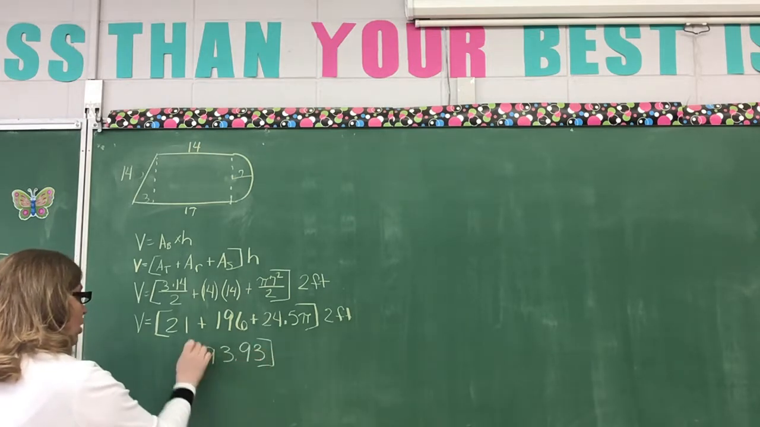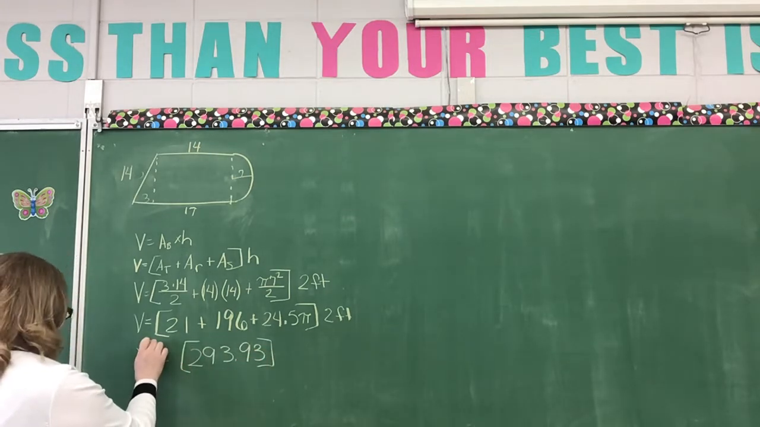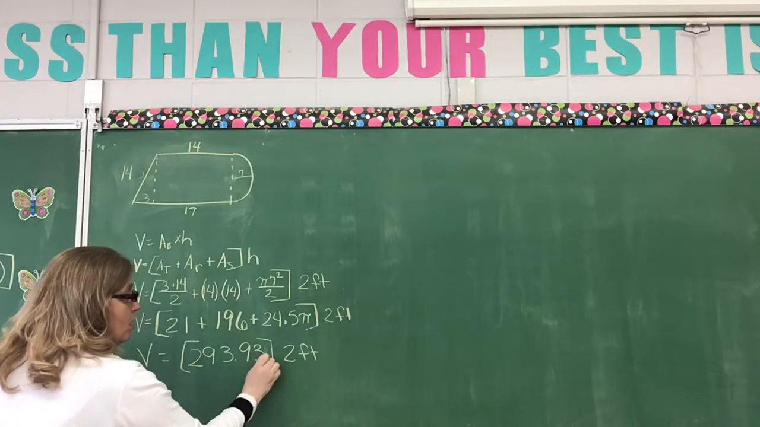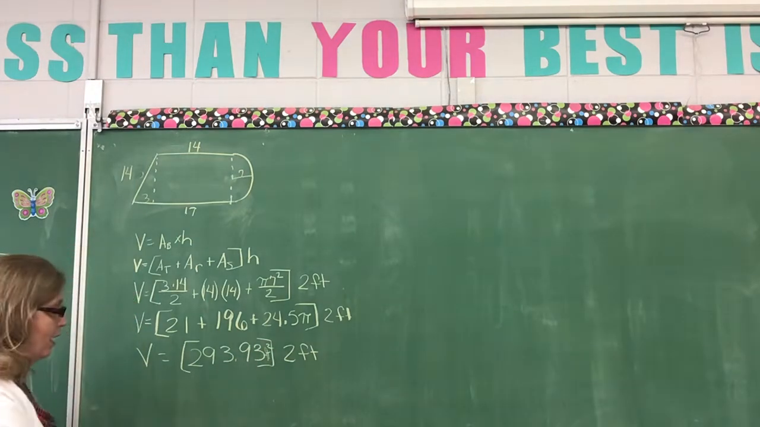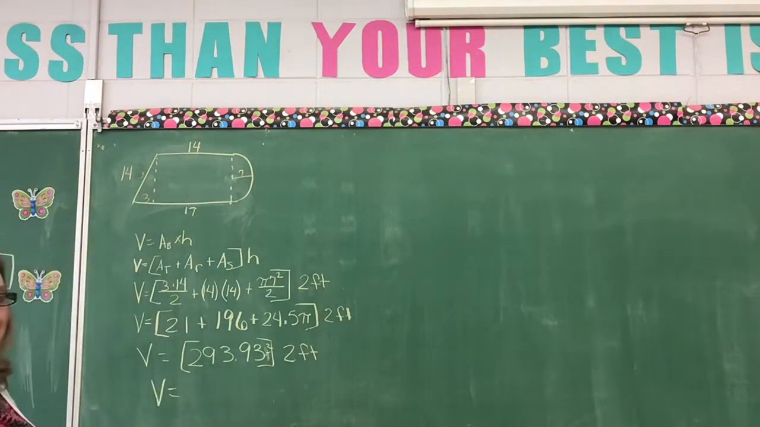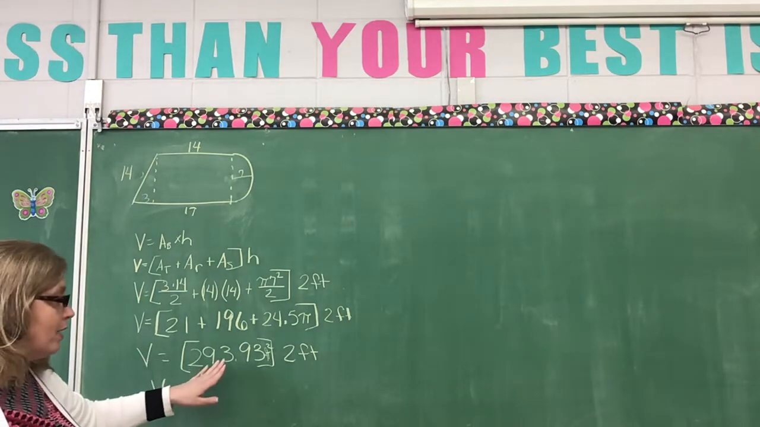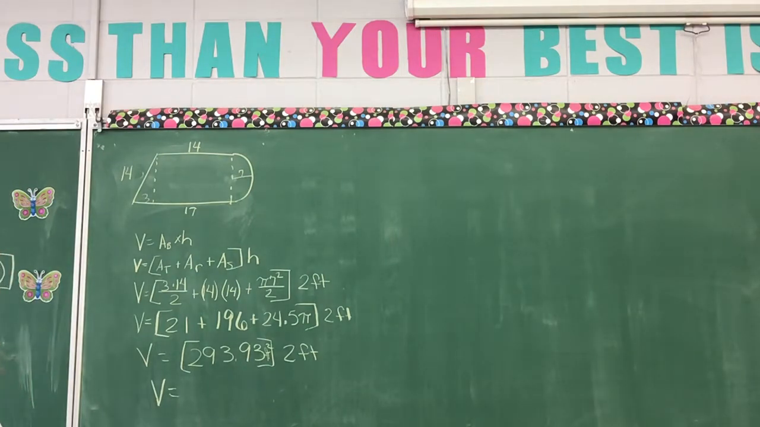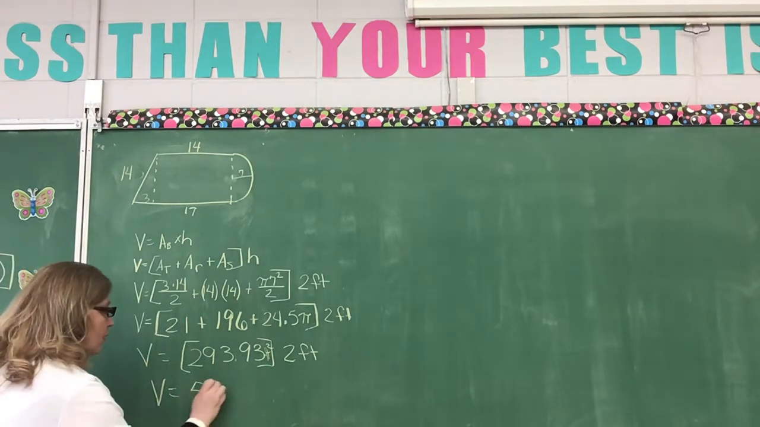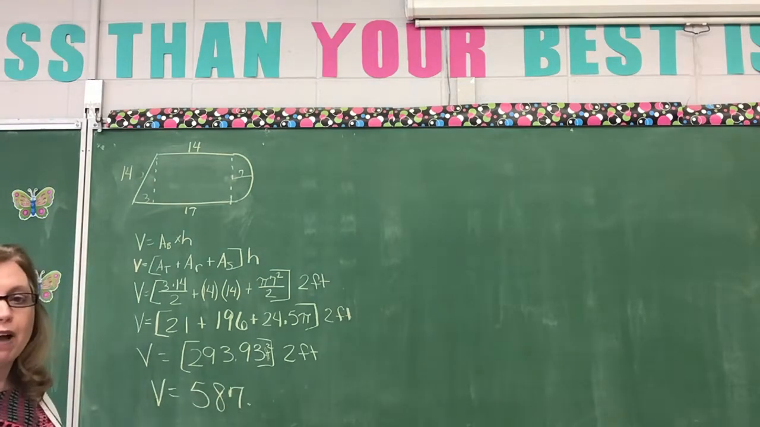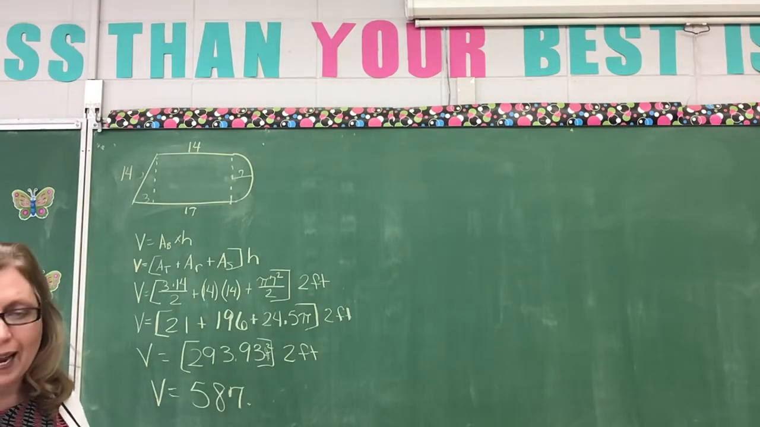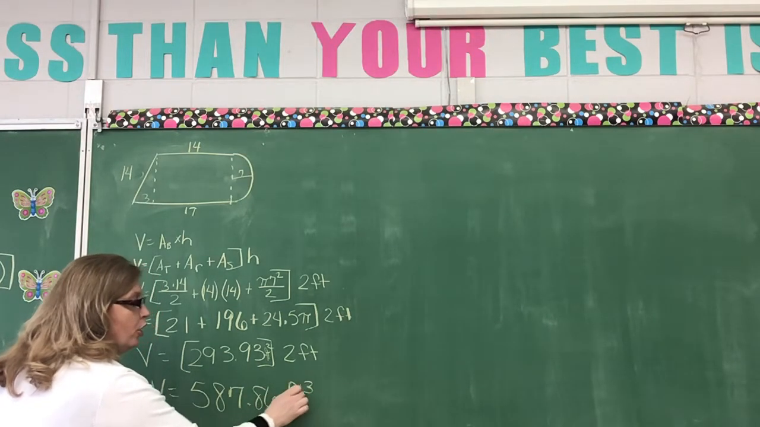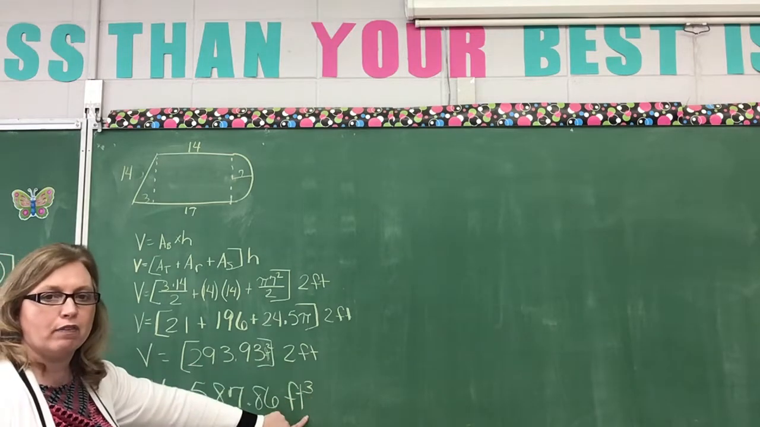293.93. That is our area. We're going to multiply that by our height, which is 2 feet. Now this is area, so this is feet squared now, okay? So now we're going to take 293.93 times 2. When we do that, we're going to get 587.86, and our units are going to be cubic units because we have 2 here and 1 here giving us the cubed.